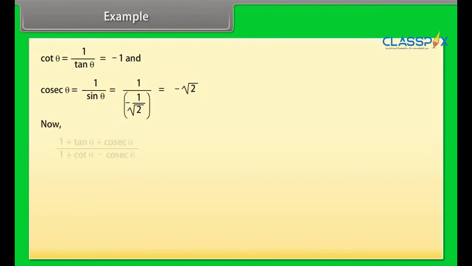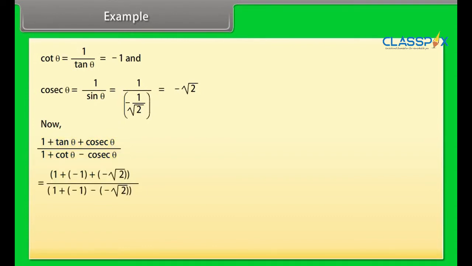Now, (1 + tan theta + cosec theta) by (1 + cot theta - cosec theta) is equal to (1 - 1 - root 2) by (1 - 1 + root 2), which is equal to minus root 2 by root 2, equal to minus 1.